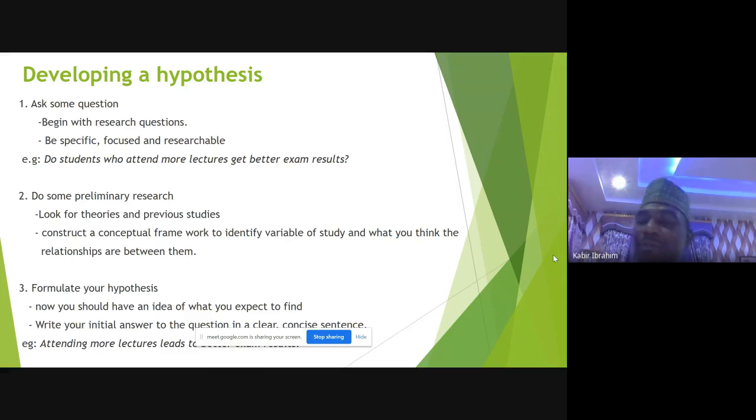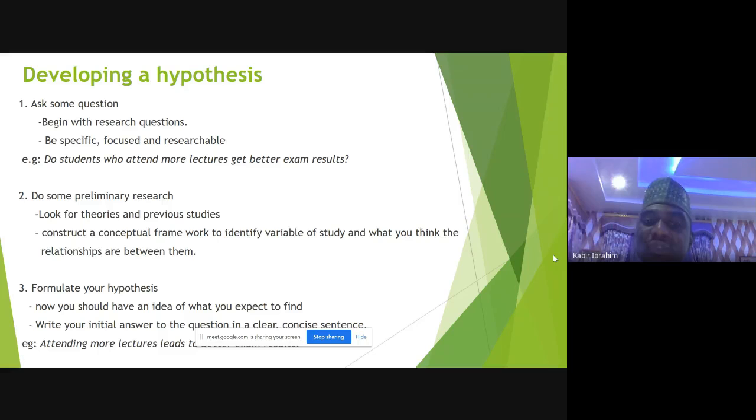2, do some preliminary research. Preliminary research, you have to look at the trials as explained earlier, or previous studies, that is past literature review. You have to read very, very well.